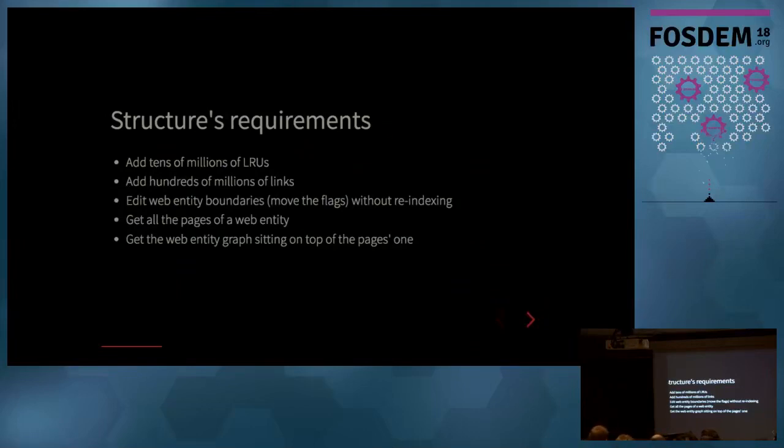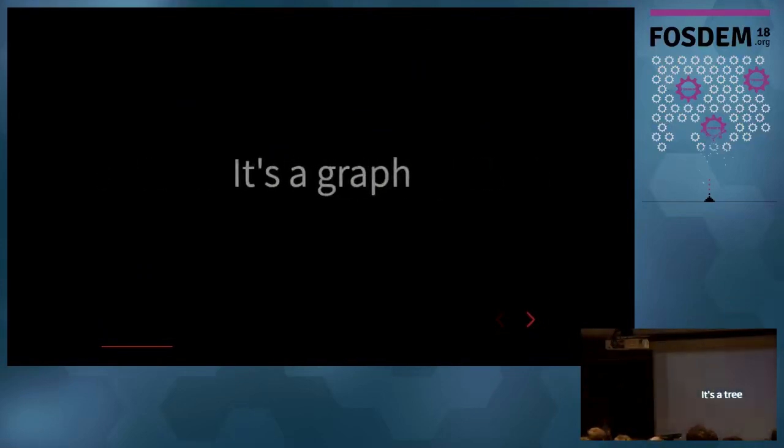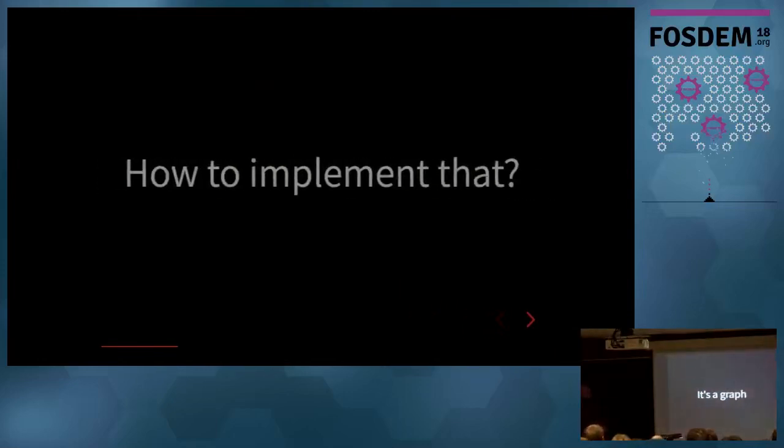And we want to be able to get all the pages in the web entity. We want to be able to know in which web entity is a given page and to get the graph of web entities because this is the purpose. We want to know at each point the graph of web entities even though we move the flags and redefine the boundaries of the web entities. So it's a tree because of the LRU structure. It's a graph because of all the links between the pages that we use to infer links between the entities.